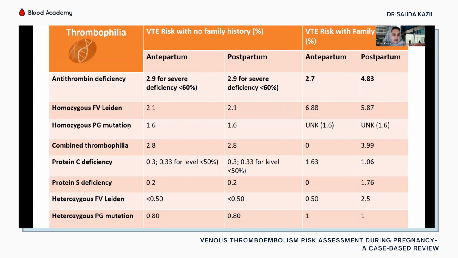Homozygous factor V and prothrombin gene mutation, the risk is around 2% in the antepartum period. With the family history, it is around 6.8 to 5.87%. Again, when there is a compound heterozygosity, although most of the studies that we get are from family studies, certainly without a family history, it is around 2.8 to 3%. Family history, certainly it is higher. And if we look at heterozygous carriers of factor V and prothrombin gene mutation, the risk is less than 1%. So what do the guidelines say?